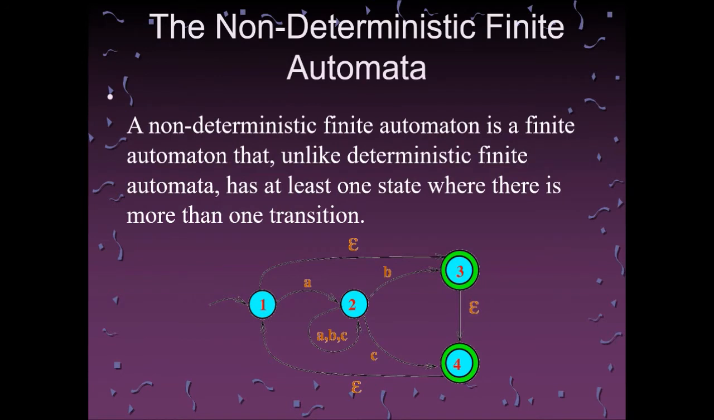The non-deterministic finite automata. A non-deterministic finite automaton is a finite automaton that, unlike deterministic finite automata, has at least one state where there is more than one transition.